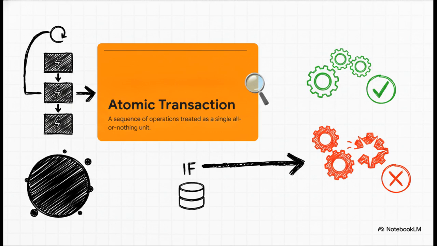Now, here's a really common misconception. A lot of students think atomic means it happens instantly. It doesn't. It just means that if even one tiny step fails along the way, the entire sequence gets rolled back. That is absolutely crucial to make sure inconsistencies don't corrupt the database.